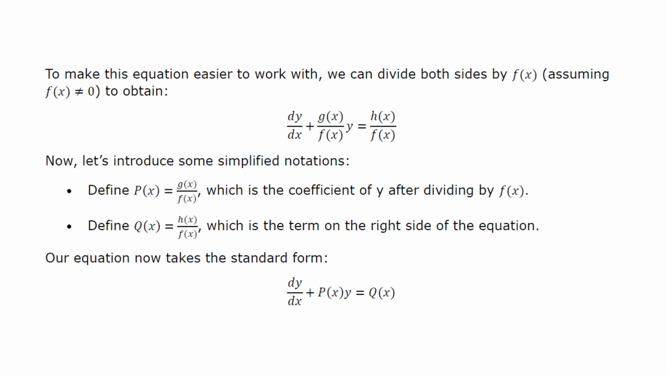So let's introduce some simplified notations. Let's define p of x as g of x over f of x, which is the coefficient of y after dividing by f of x. And then we'll define q of x as h of x over f of x, which is the term on the right side of the equation. So now our equation takes the standard form dy over dx plus p of x times y equals q of x.